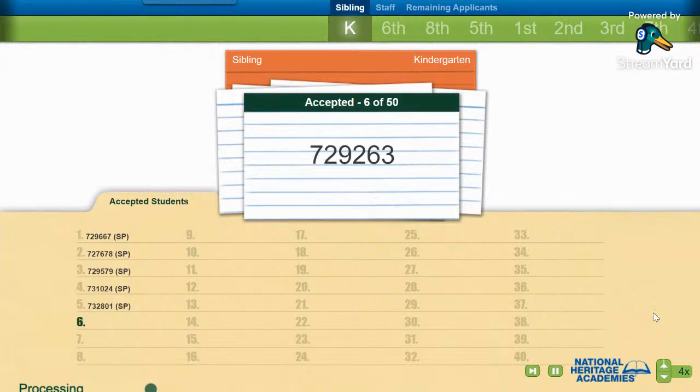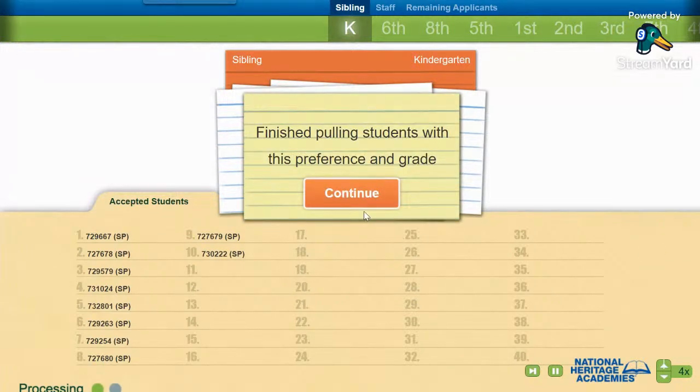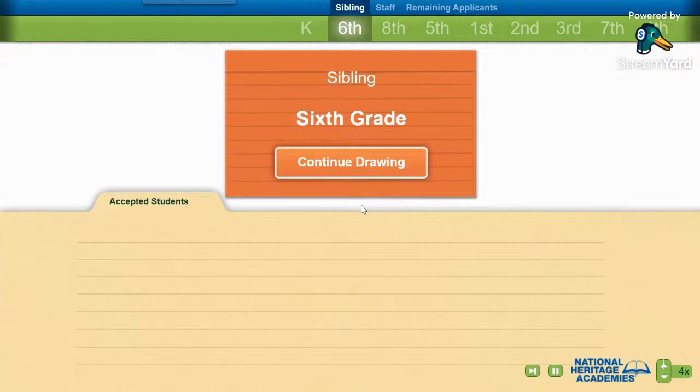729263 accepted in kindergarten. 729254 accepted in kindergarten. 727680 accepted in kindergarten. 727679 accepted in kindergarten. And 730222 accepted in kindergarten. And that concludes the kindergarten portion of our kindergarten list.